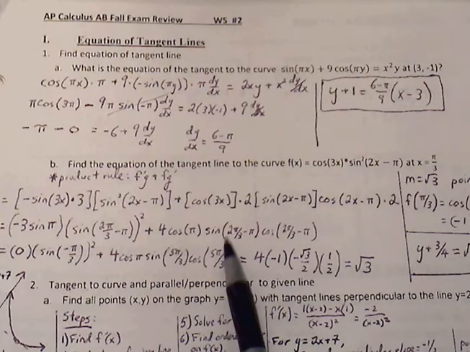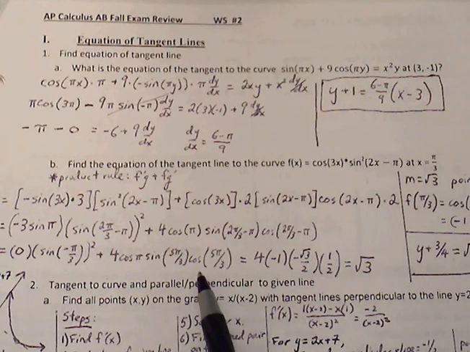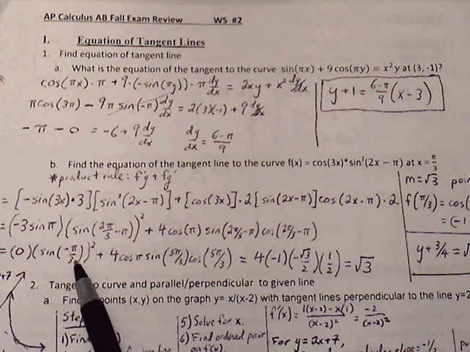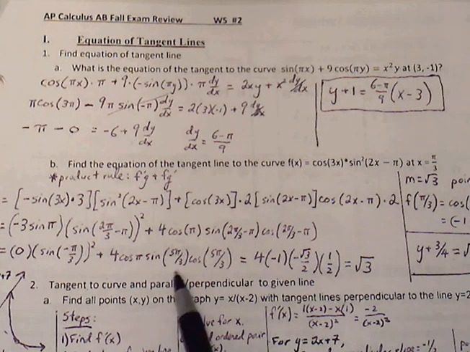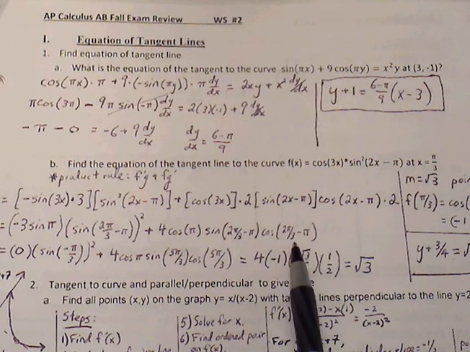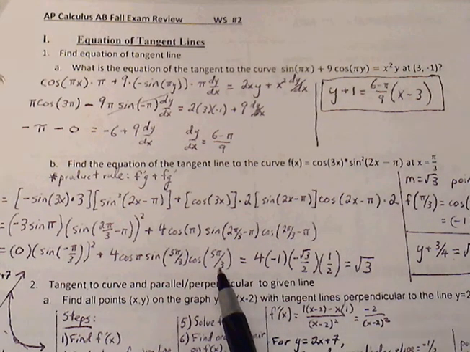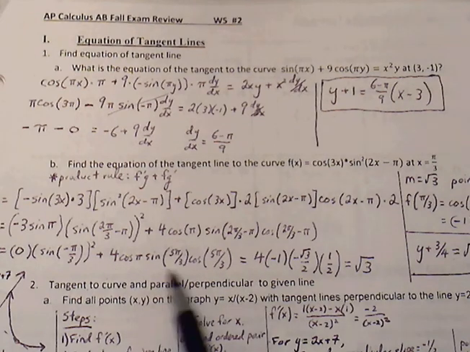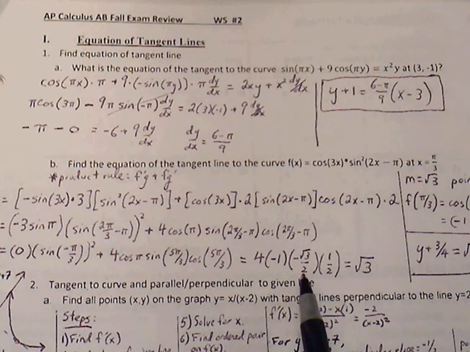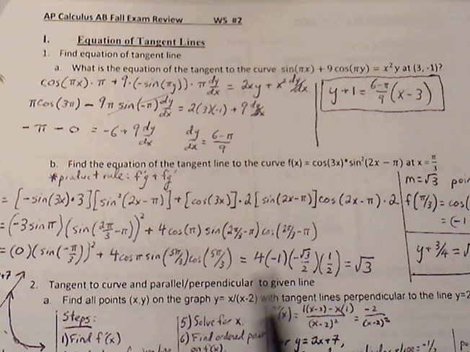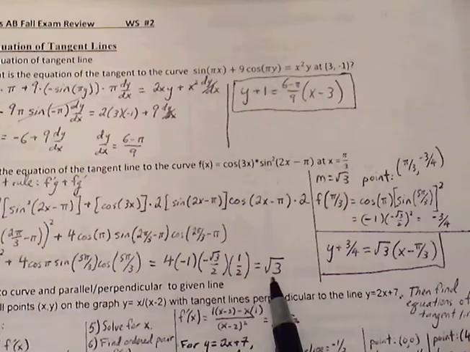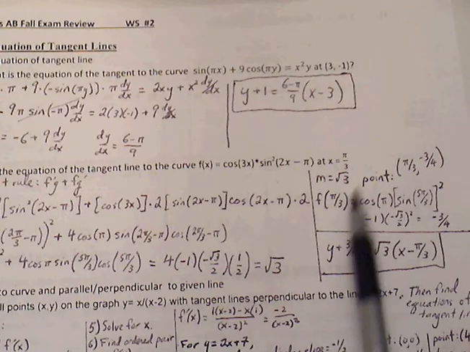Cosine of pi times sine of 2 pi over 3 minus pi, which turns into negative pi over 3, which you can rewrite as 5 pi over 3. And cosine of 2 pi over 3 minus pi is the same thing as cosine of 5 pi over 3. So really, we just have to evaluate this. Cosine of pi is negative 1. Sine of 5 pi over 3 is negative root 3 over 2 in the fourth quadrant. Cosine of 5 pi over 3 is 1/2. Multiply all this together, we get root 3. So here's our slope after we evaluated our derivative. So we have our slope, we have our ordered pair.